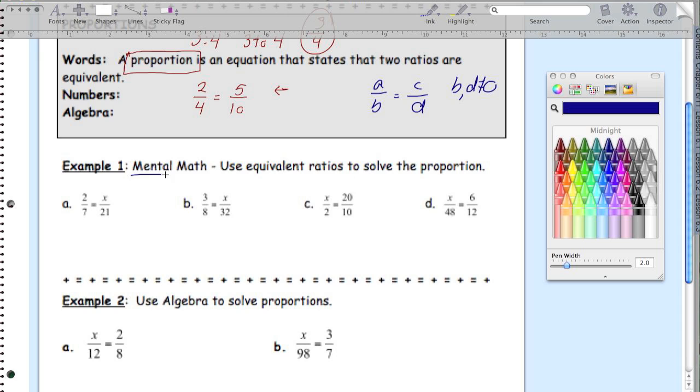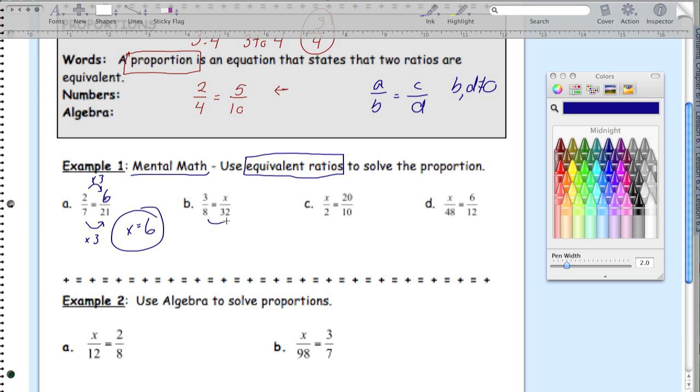The first way is with basically mental math. We're going to think of this as the equivalent ratios method. If you happen to see that in your textbook somewhere, it says use equivalent ratios, this is what they mean. So here you're going to say, all right, 7 times what gives me 21? What do I multiply this denominator by? I multiply by 3. So then if I do the same thing in my numerator, I get my answer, x equals 6. And I can just mentally see that.